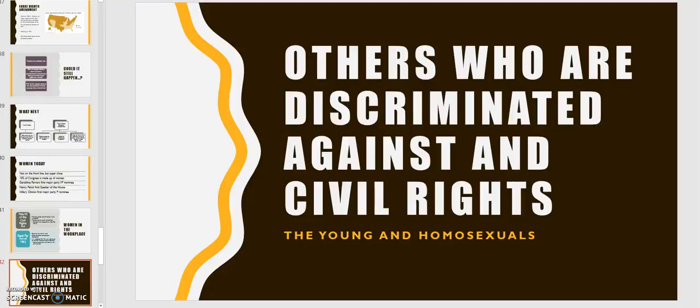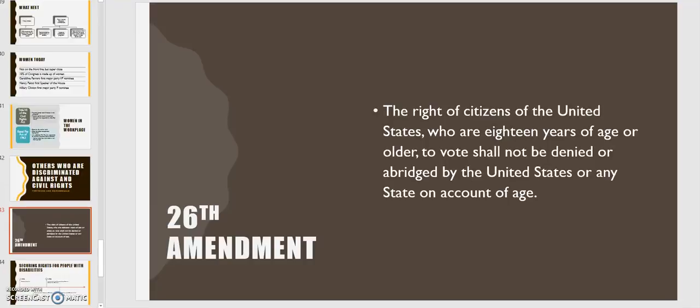All right, women are not the only other ones who are discriminated against. We also have young people and homosexuals. The 26th Amendment states the rights of citizens of the United States who are 18 years of age or older to vote shall not be denied or abridged by the United States or any state on account of age. Prior to this, each state was setting their minimum voting age laws. Now it is 18 years of age shall not be denied to vote.